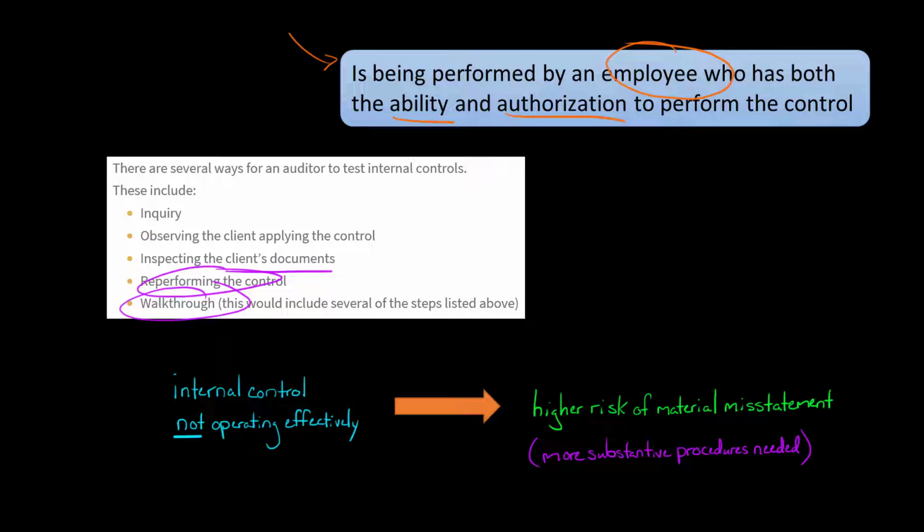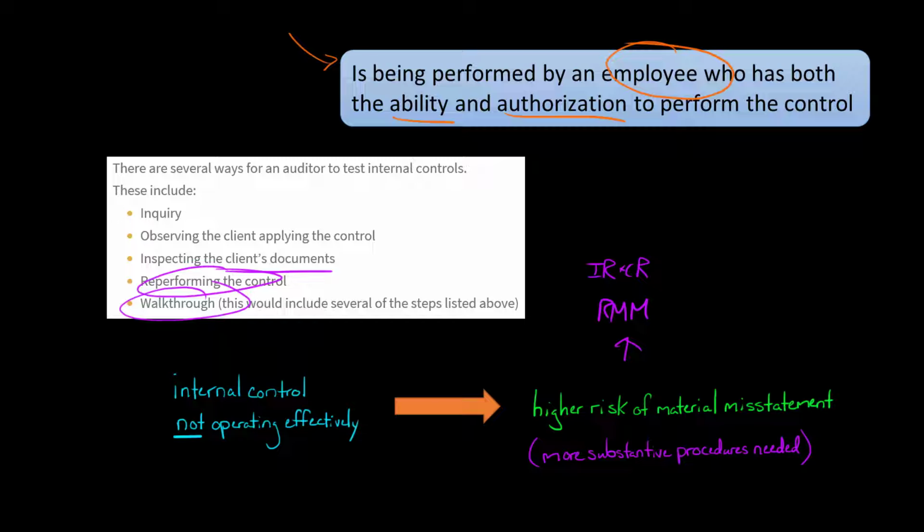Now, what if the auditor were to find that an internal control is not operating effectively? Well, what that is going to mean is there's going to be a higher risk of material misstatement. Because remember, the risk of material misstatement, RMM, that is a function of inherent risk and control risk. So if an internal control is not operating effectively, that means a higher risk of material misstatement.